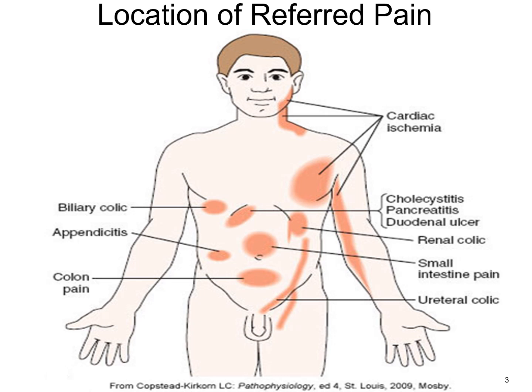Multiple sensory fibers from different sources connecting at a single level of the spinal cord make it difficult for the brain to discern the actual origin of the pain. This is referred pain.